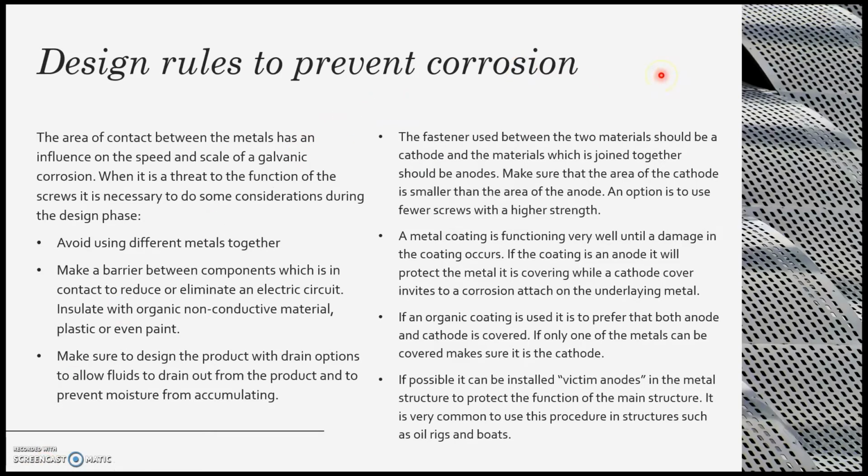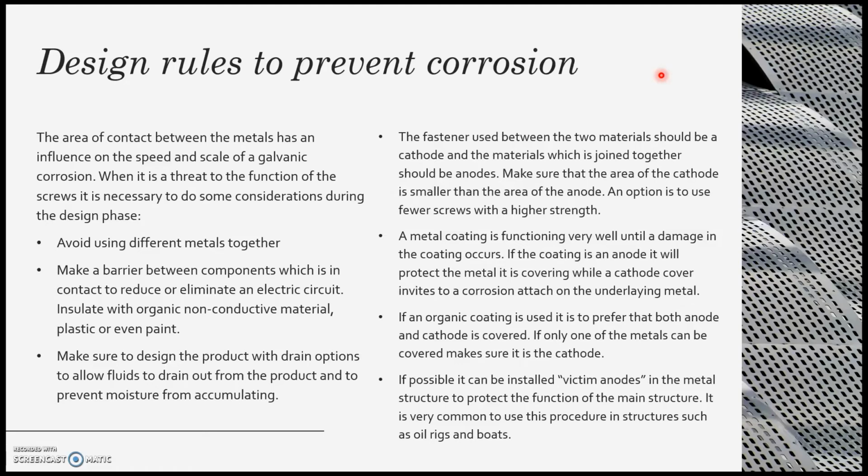Some design rules to prevent corrosion. The area of contact between the metals has an influence on the speed and scale of galvanic corrosion. When it is a threat to the function of the screws, it is necessary to do some considerations during the design phase. For example, you can avoid using different metals together. You can make a barrier between the components which are in contact to reduce or eliminate an electric circuit. You can insulate with organic non-conductive material, plastic, or even paint.